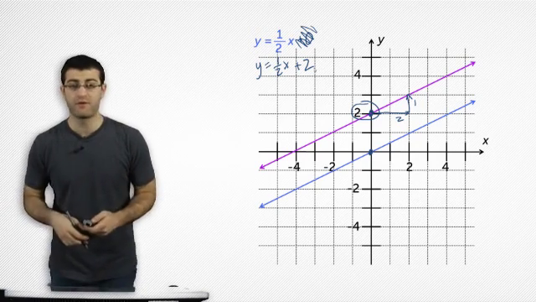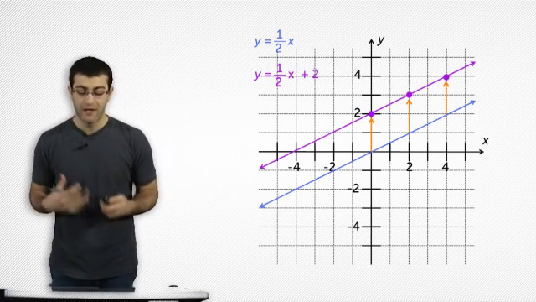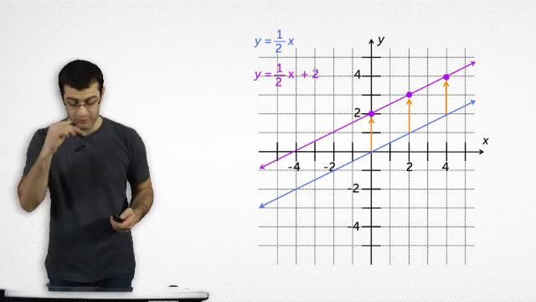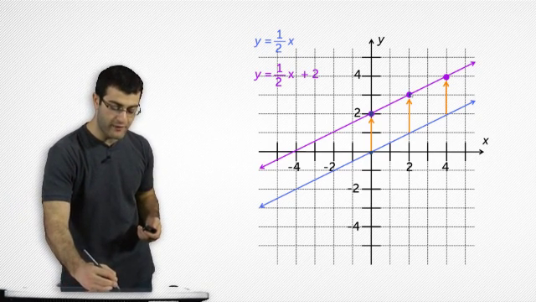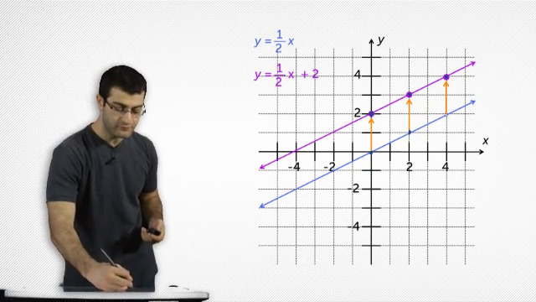And there's the equation for the purple line. I just added in the y-intercept. Y equals 1/2 x plus 2. And you can actually see that every point on the purple line has a corresponding point on the blue line that's just 2 points below it.